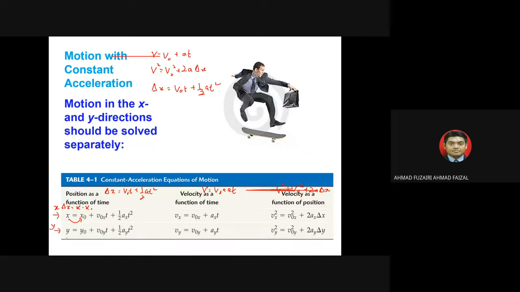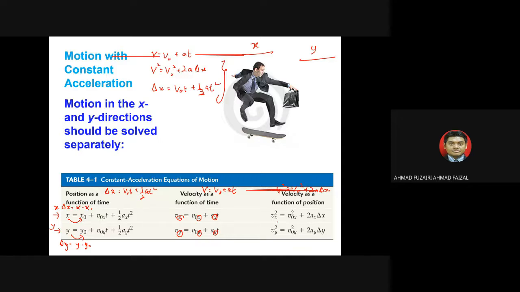And look at y. Delta y equals y minus y naught, so y naught brings up here: y equals y naught plus v naught y t plus half a y t squared. How about this one? Now, v x equals v naught x plus a x t, and it's the same for y, with a x and a y added. So you must do this every time you see these three equations: you must expand them in terms of x and in terms of y.